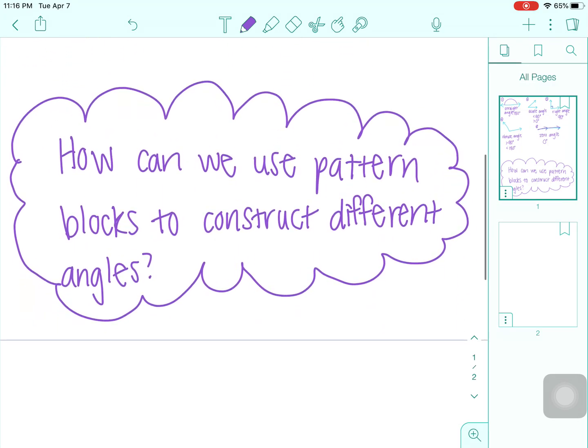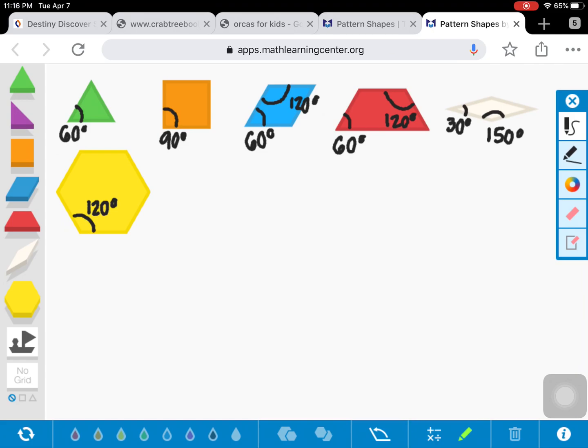how can we use pattern blocks to construct different angles? The other day we practiced measuring the angles inside of pattern blocks. Today we're going to see how we can use different pattern blocks to construct angles that we want to make. So I'm going to go over here into this pattern blocks app, and you guys will have access to this through your Seesaw activity that you are working on today.